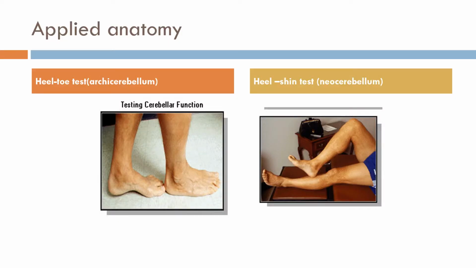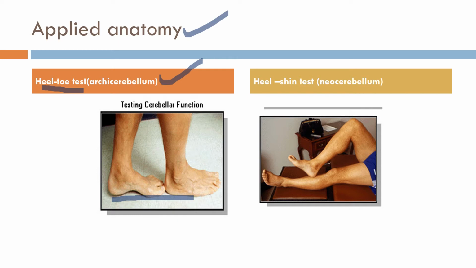Now we will move on to the topic cerebellum. We have completed the anatomical subdivisions in the previous video. In this video we will see the morphological subdivisions. Before we start with the morphological subdivisions, you should know it is very interesting. This is the heel toe test, where we walk on a straight line by heel toe alignment. That is the function of the archicerebellum. This is the way of testing the cerebellar functions.